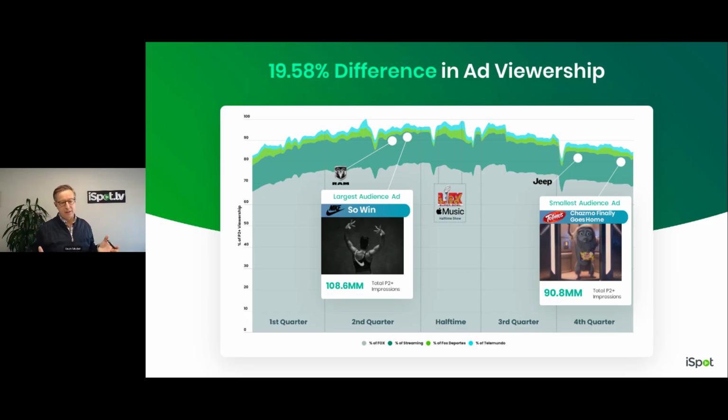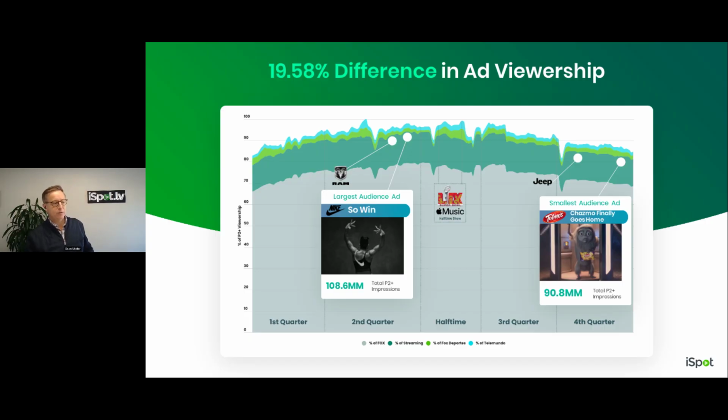And as you can see, it's a 20% difference in the audience from the highest ad to the lowest ad. We're talking about nearly 20 million viewers. And this is one of the reasons that we always tout ad-first, exact ad measurement being super important.